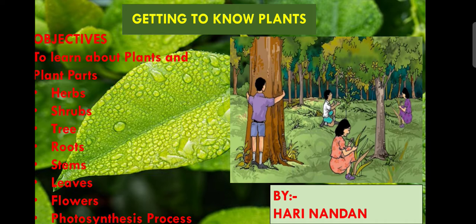Our objective is, first we will discuss different types of plants like herbs, shrubs, trees. Then we will talk about their parts like roots, stem, leaf, flower, and some processes like photosynthesis and transpiration.